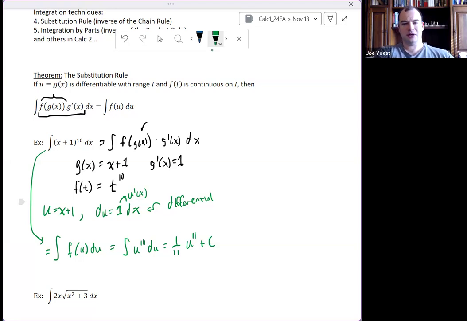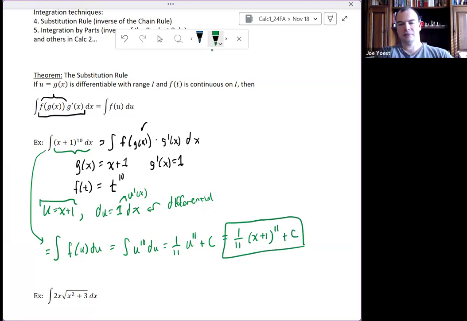And now one little detail: I introduced this variable u. The original question was phrased in terms of the variable x. I should substitute back in to write my answer in terms of x. u is x plus 1. And there's my answer.